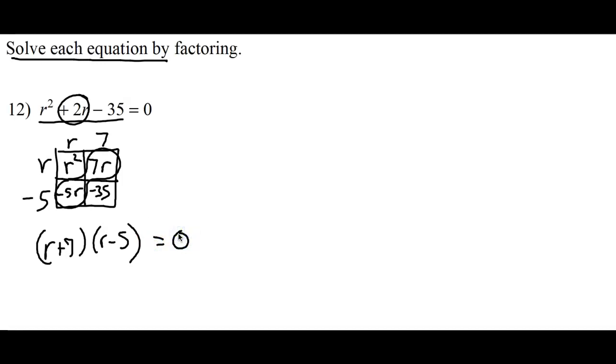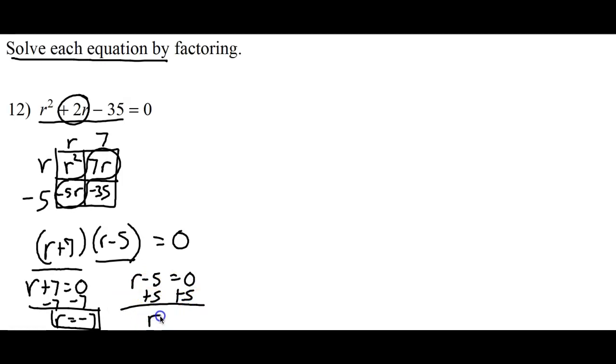So now here's where the next step comes in. We're going to use something called the zero product property. When you have two things multiplied together that make 0, that means one of those things has to equal 0. So either R plus 7 equals 0 or R minus 5 equals 0. If we solve, we should end up with our result, which is either R equals negative 7 or R equals 5. Okay, so that's how you can solve an equation by factoring. So factor like normal. After that, do the zero product property.